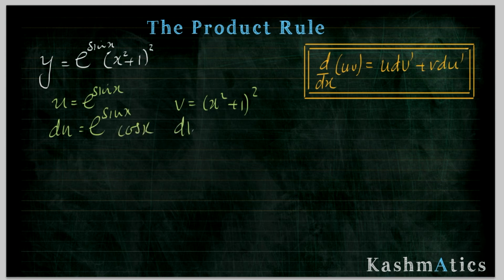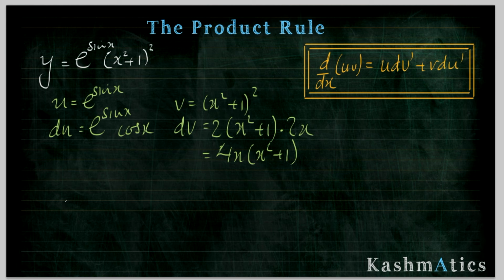And dv would be, now this is something squared, like for example x squared would be, well, not x squared, that's going to confuse you a little bit. If this was say t squared, it'd become 2t. So this is something squared, it'll become 2 something. So 2 brackets x squared plus 1 multiplied by the derivative of what's inside the brackets, which is 2x. So let's just tidy this up a bit. This would be 4x times x squared plus 1.